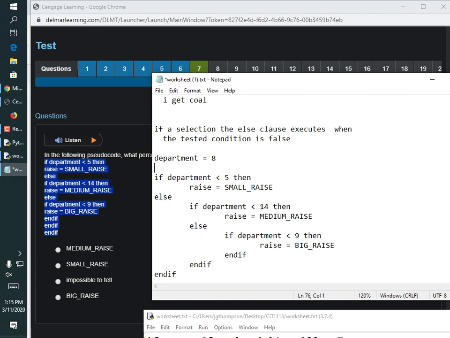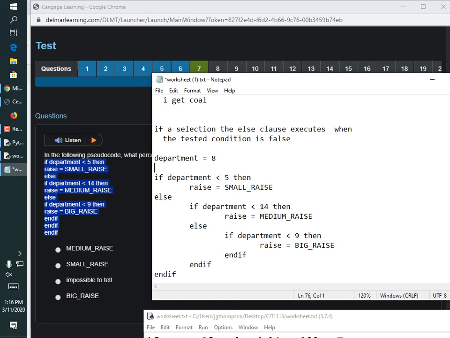Just stepping through it. That condition's false, so it jumps to the else, but this one was true, so it does that, and then it skips to that endif and that endif. So I think they get a medium raise. I think that if it was 14 or later, then they'd get a big raise. Now that's crazy, because what if it was 6? They wouldn't get a raise at all.